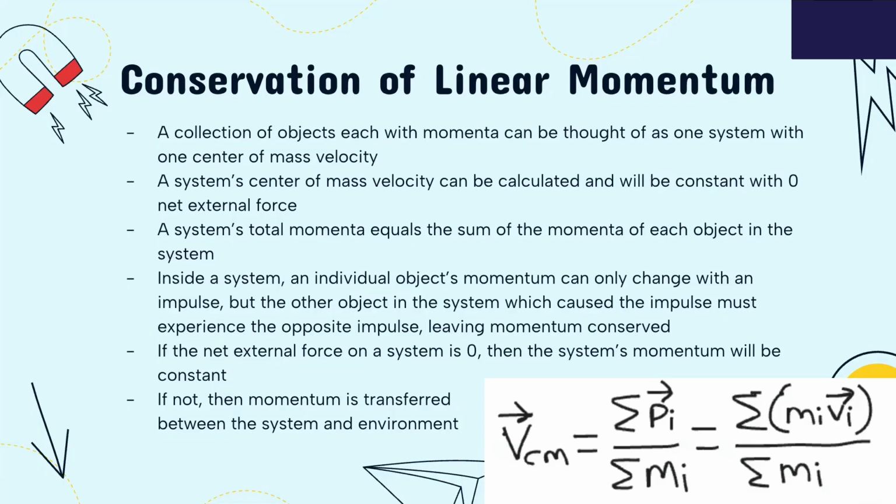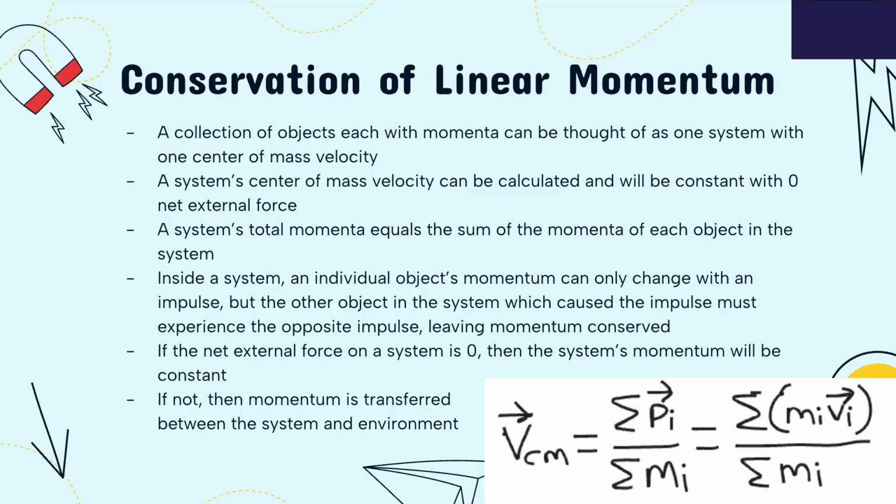Inside a system, an individual object's momentum will only change with an impulse. But the other object in the system, which caused the impulse, must experience the same but opposite impulse because of Newton's third law. Impulse is basically force times time. So the net impulse on the system cancels out, leaving the momentum conserved.